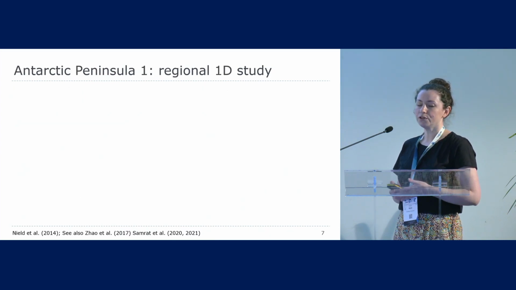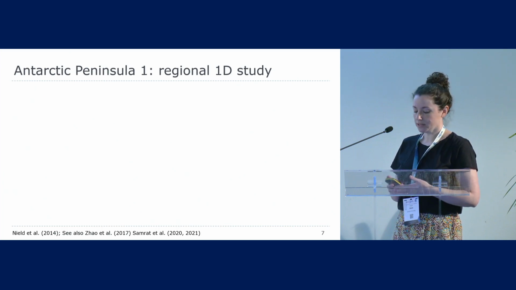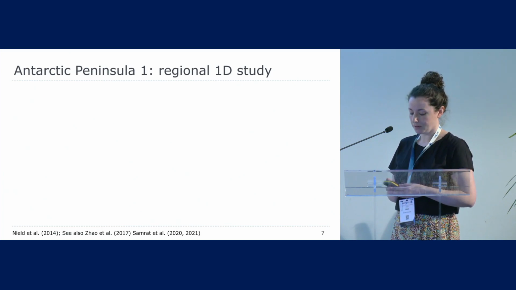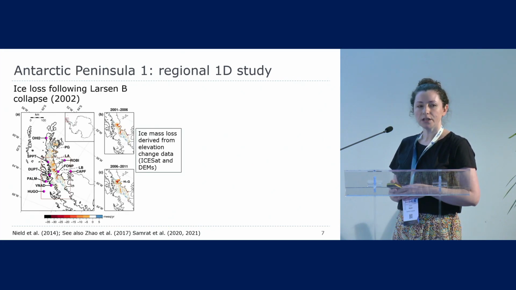So now I'm going to show you 3 examples from the Antarctic Peninsula to illustrate these different processes. So starting with a regional 1D study. In 2002, the Larsen B ice shelf collapsed, and the glaciers feeding this former ice shelf started to speed up and lose mass. This mass loss was accurately captured in ICESat and DEM differencing.